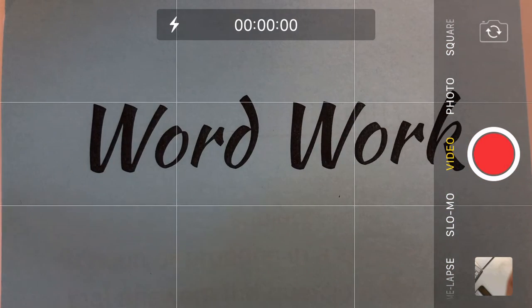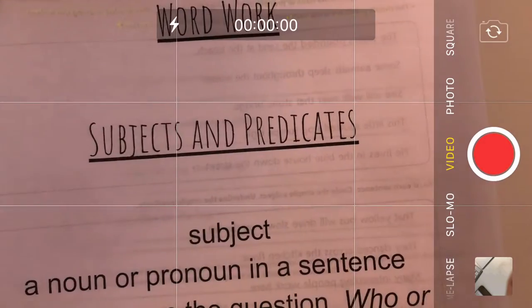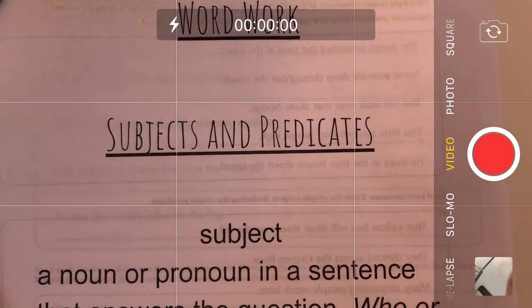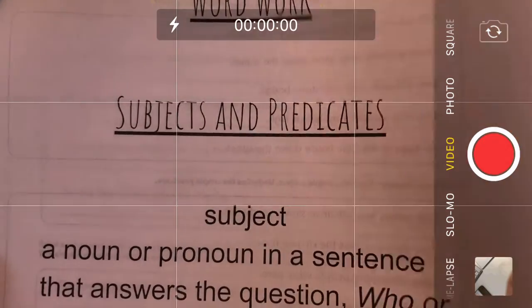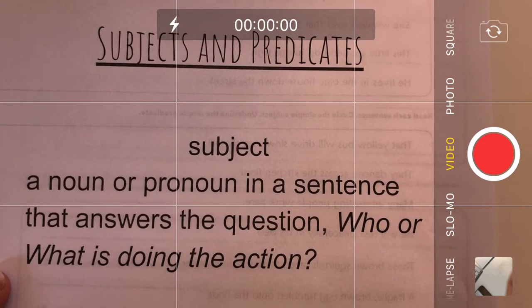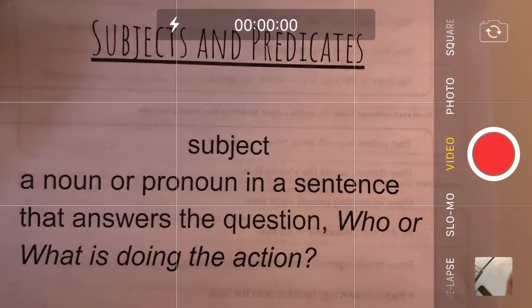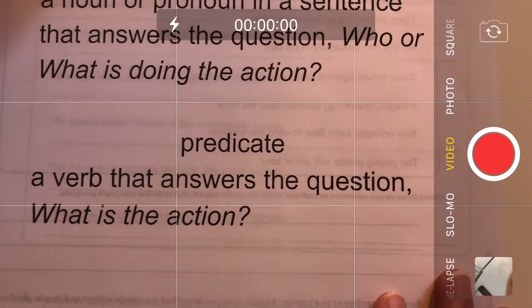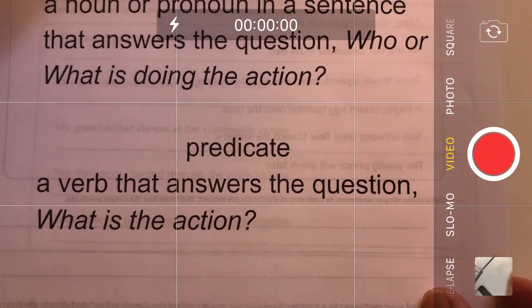Here's how you do your word work for Wednesday, September 30th. When you open up your blue word work packet, you'll see a reminder about subjects and predicates. A subject is a noun or a pronoun in a sentence that answers the question, who or what is doing the action? A predicate is a verb in a sentence that answers the question, what is the action?